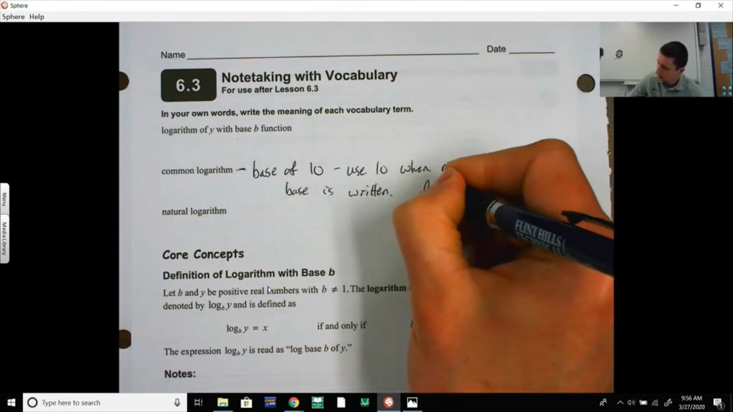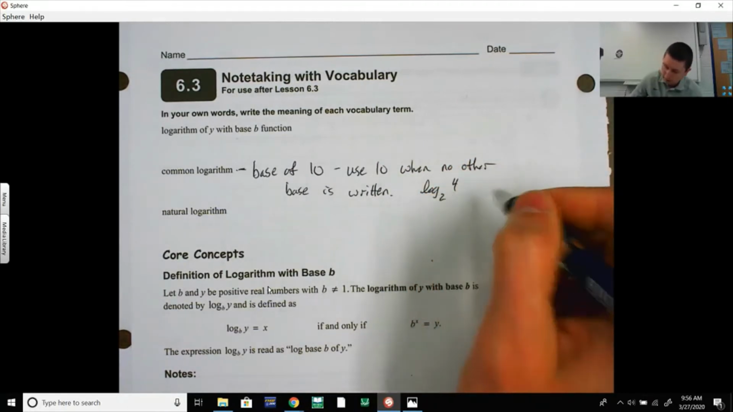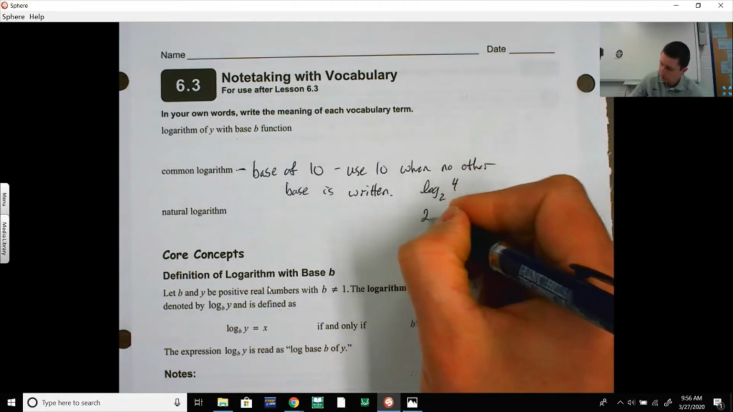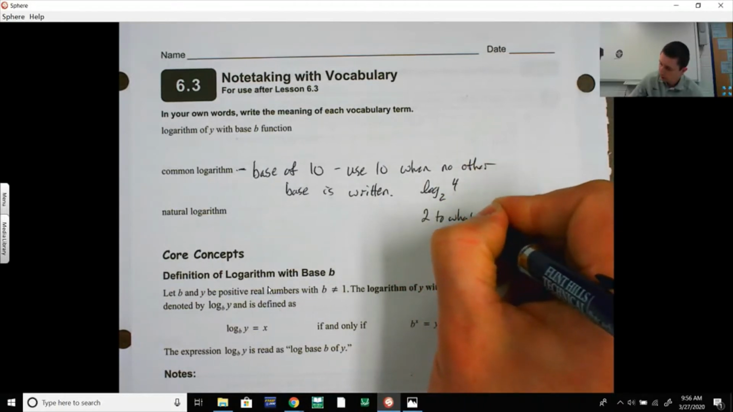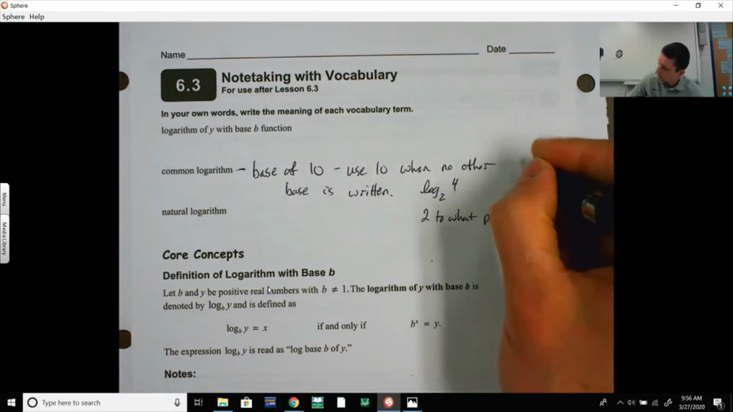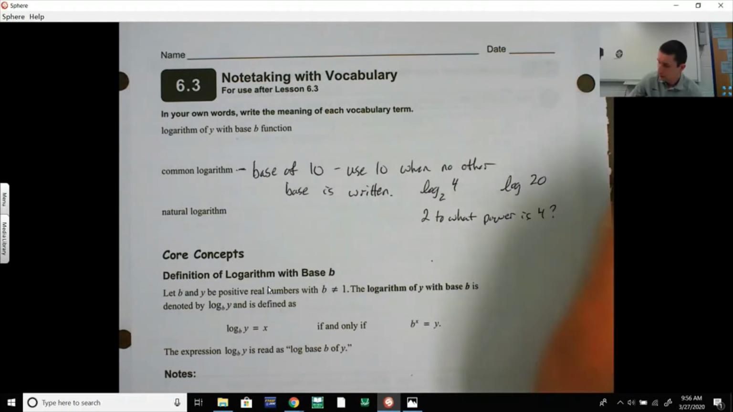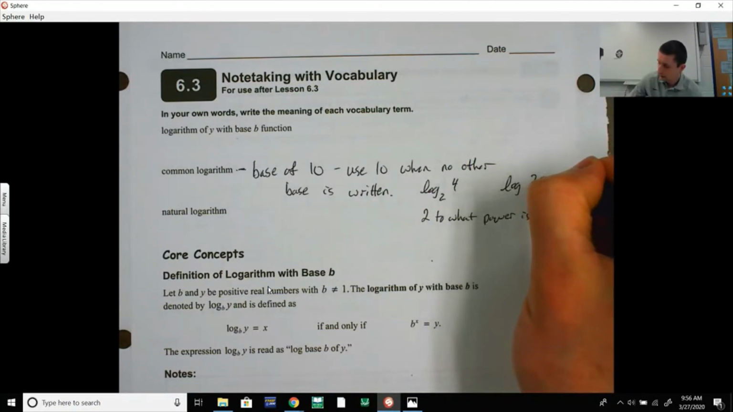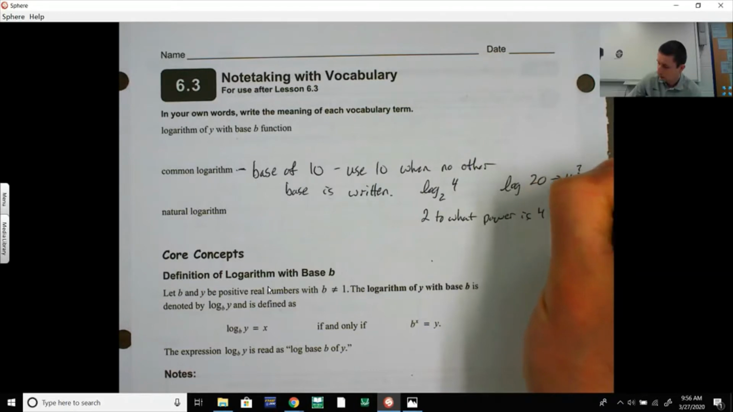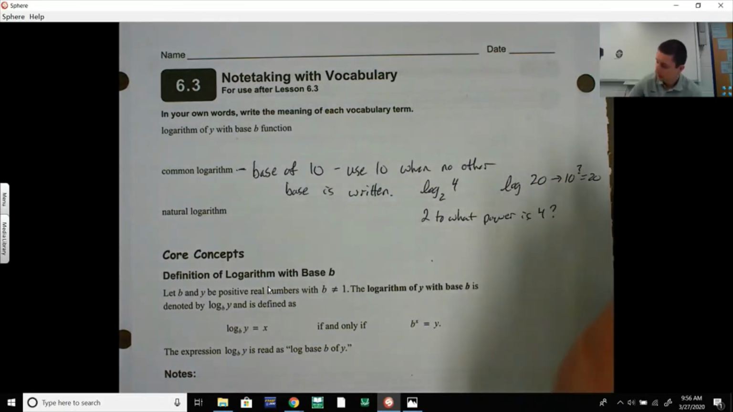So if you say log base 2 of 4, that's going to be log base 2. So 2 to what power is 4? And we're going to say 2. But if they just say, okay, what's the log of 20? This would be a common logarithm, which means 10 to what power is 20, which is going to be some weird number. Okay? So that's a common logarithm.